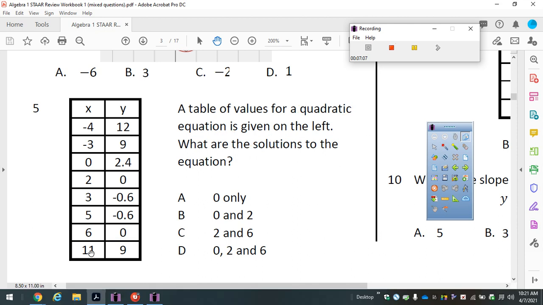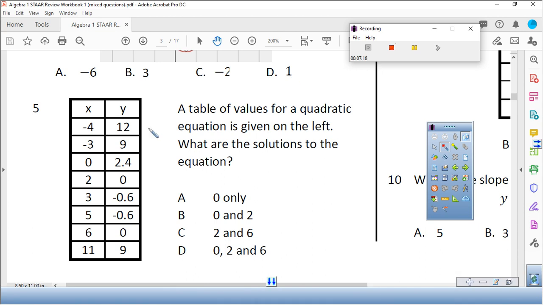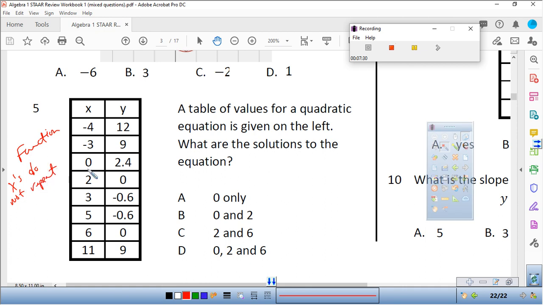I'm going to throw something else in here. Is this thing a function, yes or no? What do y'all think? Function. This is not on the thing, but you got to think about it. Function. X's do not repeat. Check. Function. See that X's do not repeat? It is a function.